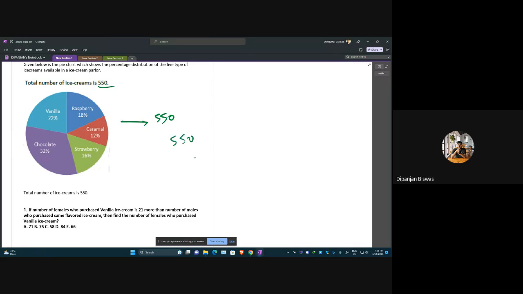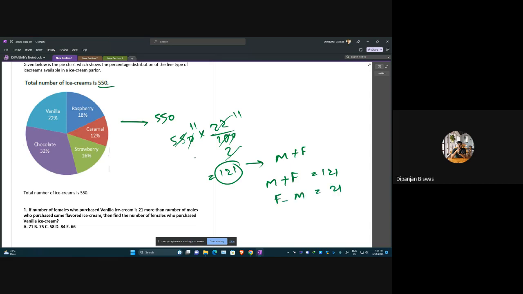So 550 into 22 divided by 100. So that is 11. 11 into 11, that is 121. So 121 must constitute both male and female buyers of vanilla ice cream. So M plus F equal to 121, and here it is given number of female buyers were 21 more than the number of male buyers. So F minus M equal to 21.